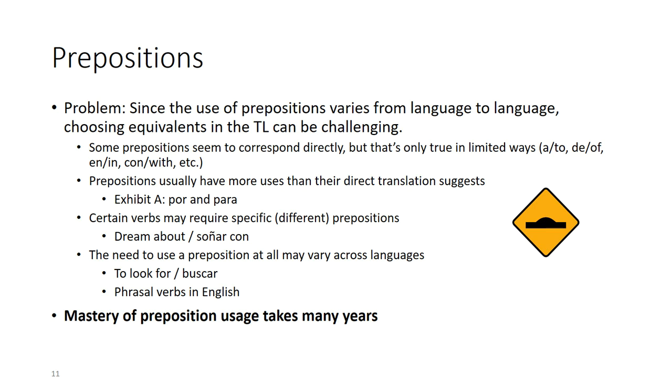So for example, one very obvious example is in English we say "to dream about," and in Spanish we say soñar con. All right, and then a fourth complicating factor is that the need to use a preposition at all may vary across languages. So for example, in English we say "to look for," and in Spanish we don't say buscar por. In English we say "to wait for," and under the prescriptive rules of Spanish we don't say esperar por. Estaba esperando por ti. In some uses it might be okay, but certainly not in a written translation.